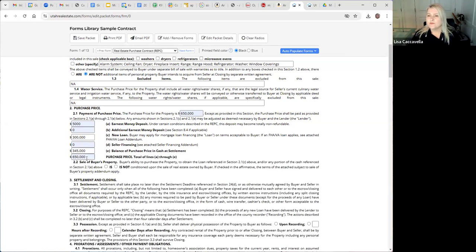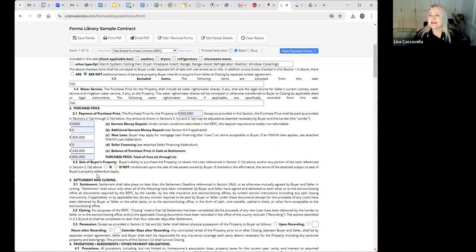Okay, so for this one, because I do have the addendum for it, we're going to say it is conditional upon the sale of real estate owned by the buyer. So in this scenario, buyer owns a townhome and they have to sell the townhome in order to purchase this one. So we have to put is.